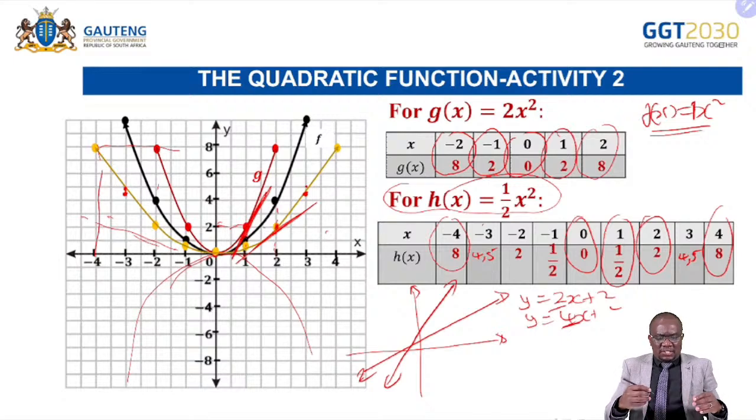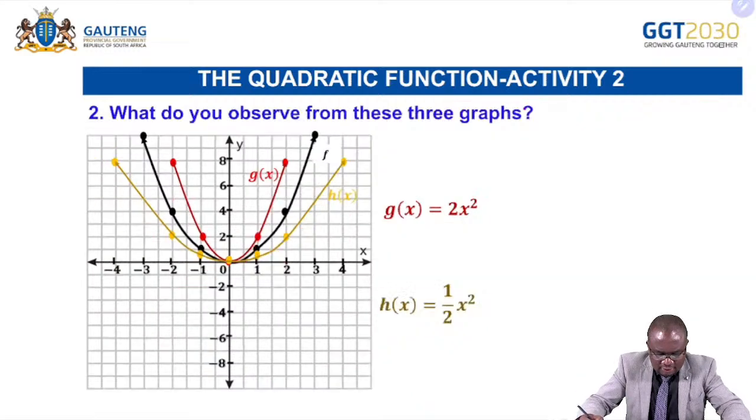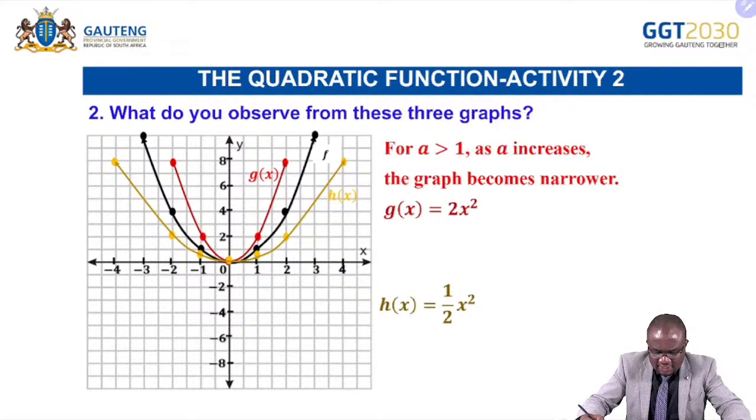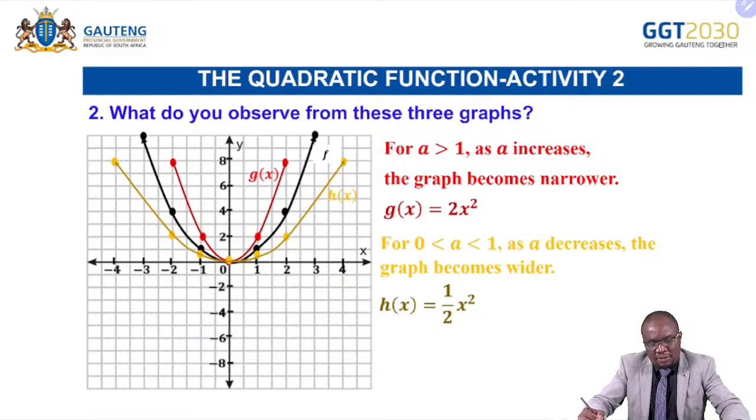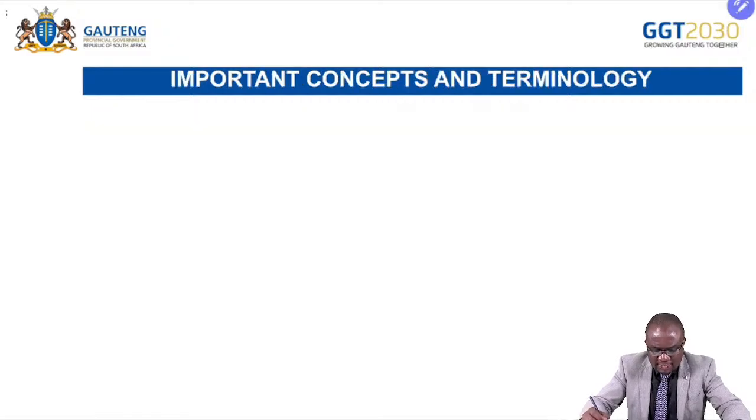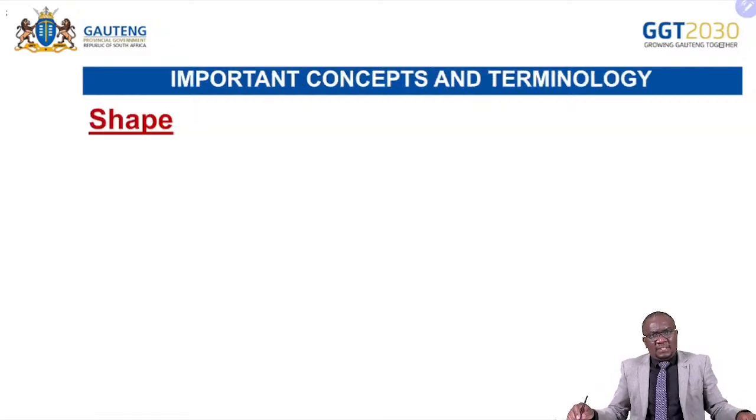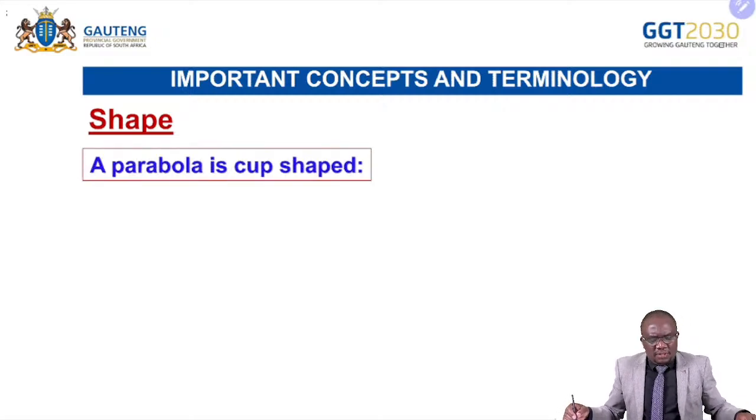Okay, right, let's just talk about the rest of the key features for these 5 minutes. The key features of the quadratic function. We've talked about this. If A is greater than 1, as A increases, the graph becomes narrower. And then when A is between 0 and 1, as A decreases, the graph becomes wider. We've talked about that. Okay, let's talk about these key features for these few minutes. So we have talked about the shape. This is a repetition.